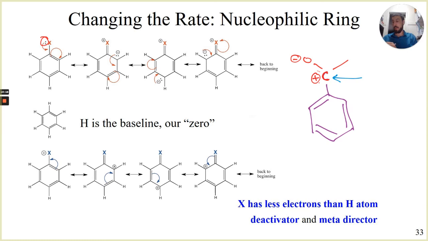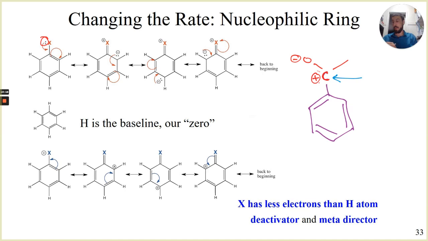Right? And so these are the big kind of things that you should be looking at. Look at that atom immediately connected to the ring and start to immediately categorize it. It has more electrons than hydrogen, activating. It has less electrons than hydrogen, deactivating. And then associate the terms deactivator or deactivating with meta and activating with para-ortho.